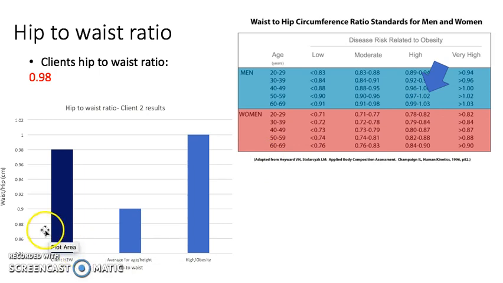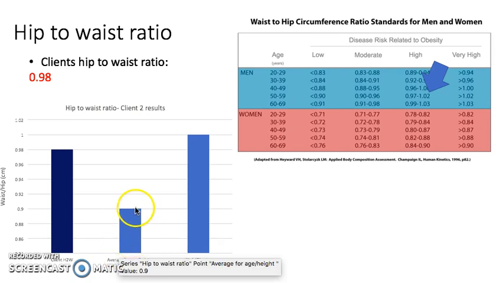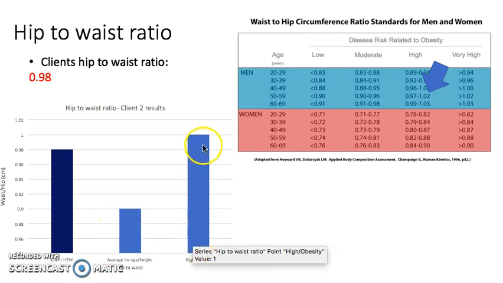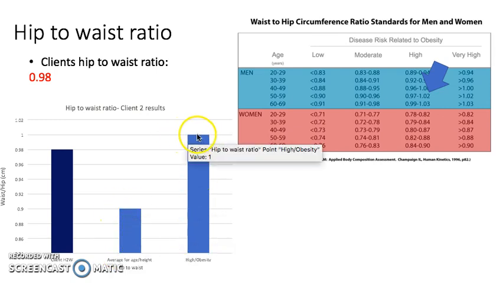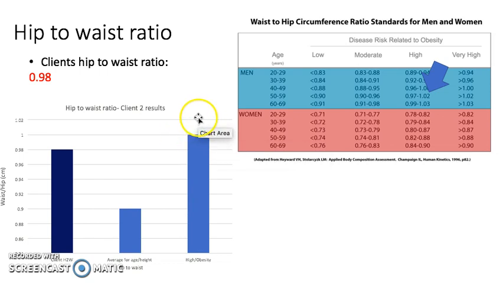And then here is my client's hip to waist ratio, and this is the average for his age and height, and this is kind of the obese point. Over here and above is kind of the worst area, so he's not too bad. He's a bit over, so we would want to reduce it slightly, but he's not in the overweight, in the over area, so he's all right.